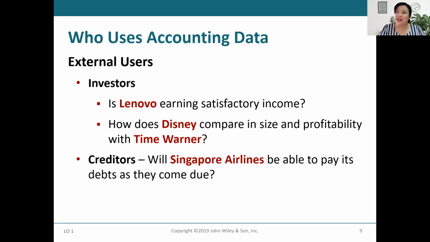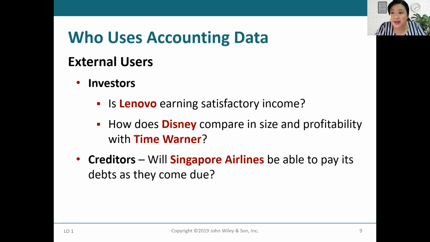So why do they need accounting information? Because they want to make the decision which company they should invest in so that they can get back a lot of interest, or we call it dividend. Which company is doing well in the industry right now? So they need accounting information.